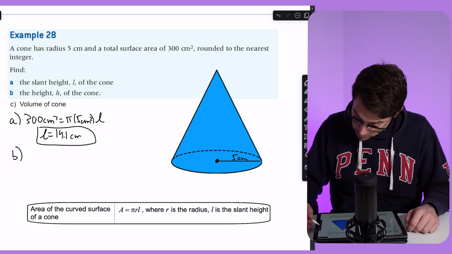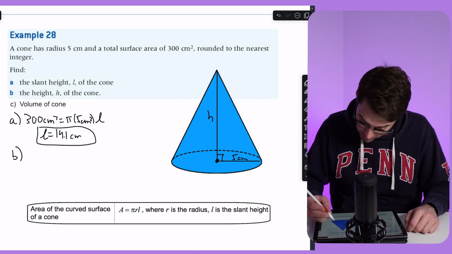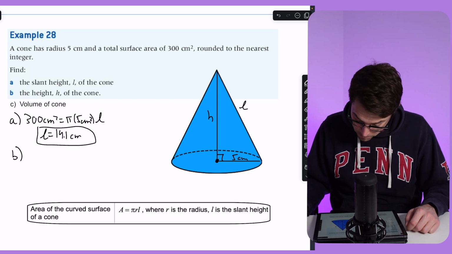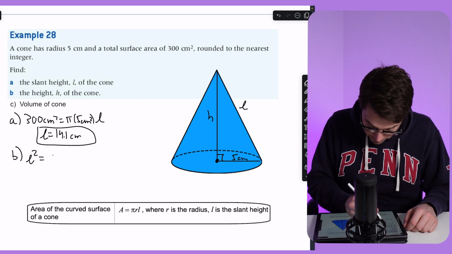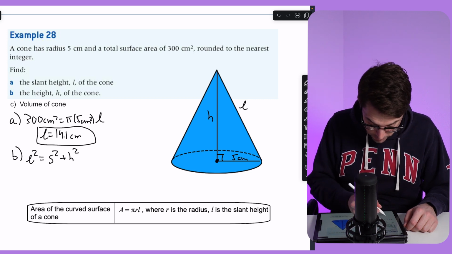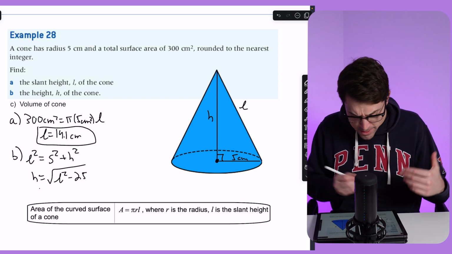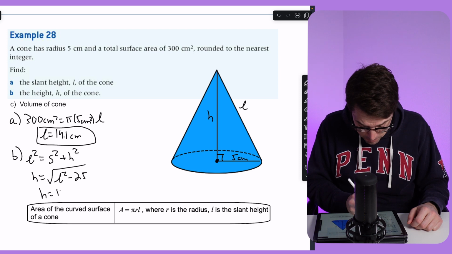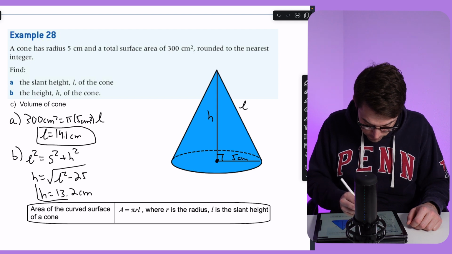So now let's find the height of the cone. What's important to realize here is that if you drop down this height right here, this is going to be your height. Then your slant height is over here, which in this case is going to be L. So how do I figure out what H is? Well, again, Pythagorean theorem. L squared is going to be 5 squared plus this H squared. So H is going to be equal to the root of the slant height squared minus 25. Again, use your ANS function or your store function for L, and you will find that the height is going to be 13.2 centimeters.